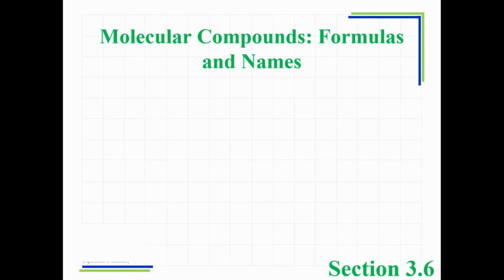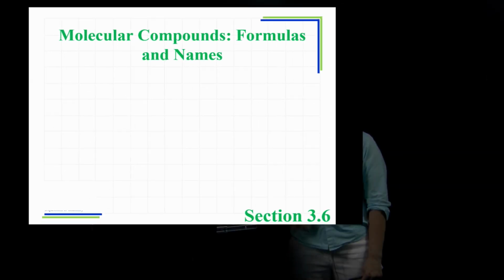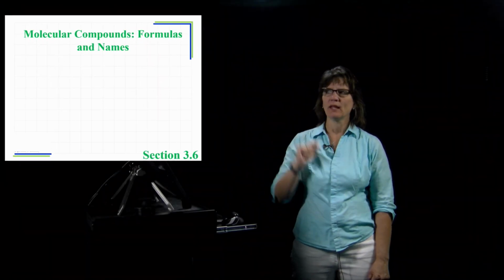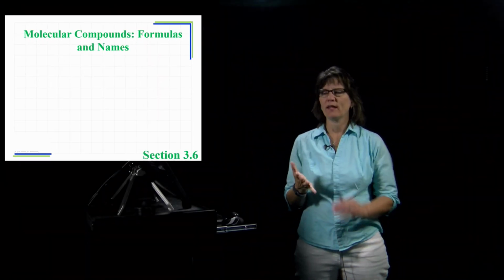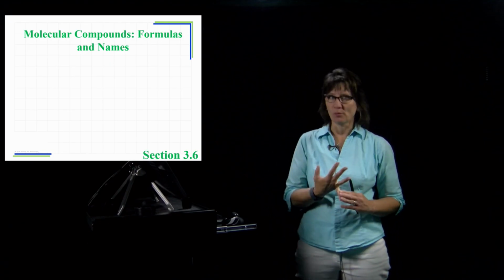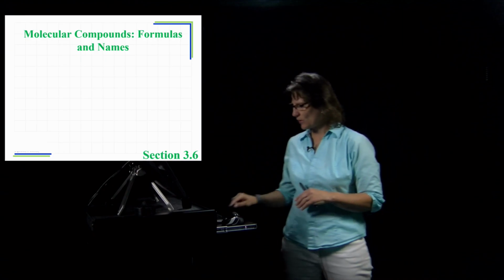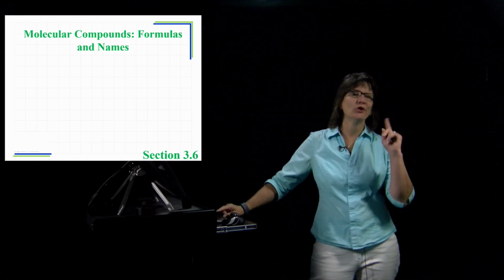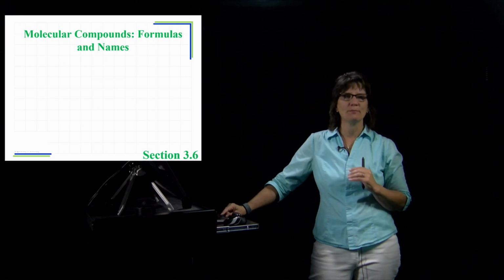So we've learned the rules for naming ionic compounds. Now we're ready to learn the rules for naming molecular compounds. We have to write the formulas if we're given the names, and write the names if we're given the formulas. Go in both directions. Okay? The good news is these rules are very simple to use.